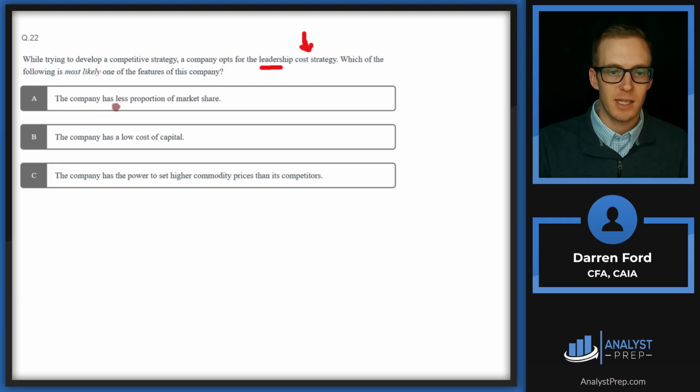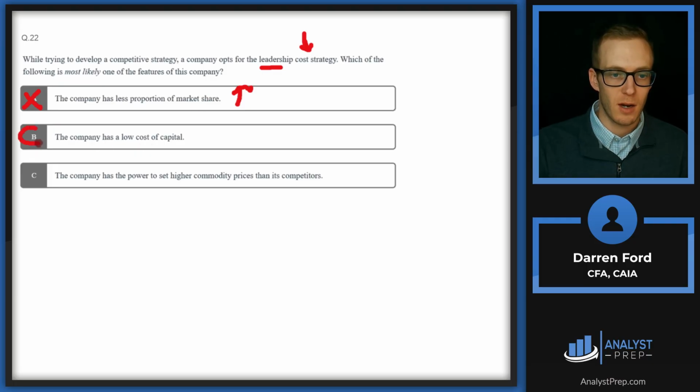A, the company has less proportion of market share. That's probably going to be incorrect. If they have the lowest cost, they're probably also going to have the lowest or one of the lowest prices. And so if they have a lower price, they're probably going to have a higher proportion of the market share, not lower.